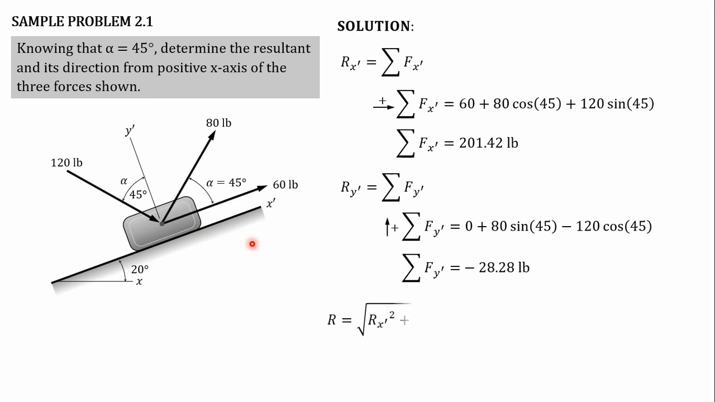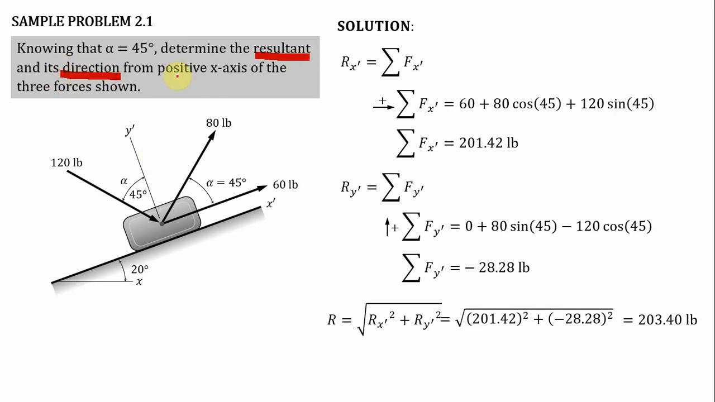So and then to solve the resultant force, therefore, square root of Rx prime squared plus Ry prime squared, that is equivalent to square root of 201.42 squared plus negative 28.28 squared, that is equivalent to 203.40 pounds. So therefore, may resultant na tayo. Resultant force, okay na to. Ang kulang na lang yung direction niya.